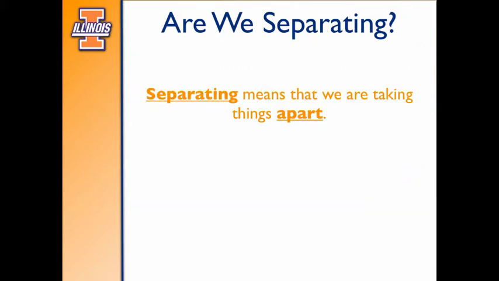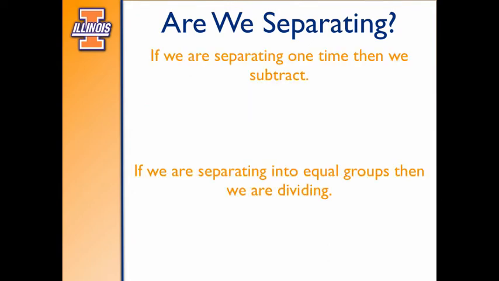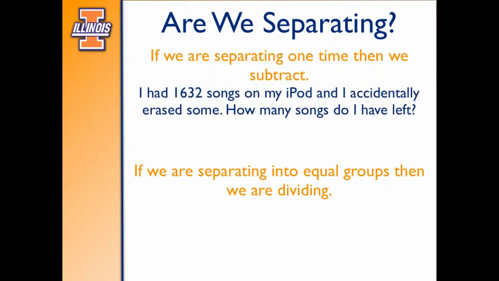Now, how do we know if we're separating? Separating means we're going to be taking things apart. And just like combining, you can do that in two different ways. If you're separating one time, we're going to simply subtract. For example, I had 1632 songs on my iPod, and I accidentally erased some. How many songs do I have left? Well, I don't know how many songs that I erased, so that's going to be our variable. We're going to call that e. Well, in this case, I lost some. I'm separating the number that I erased. I'm only doing that once. So 1632 minus e, the number of songs I erased.